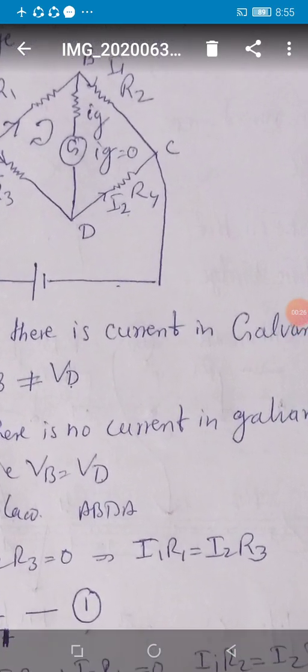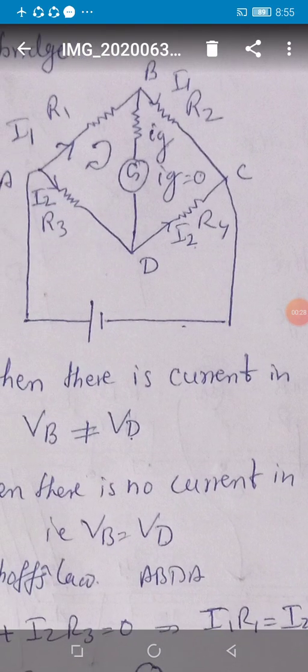It is based on the principle of Wheatstone bridge. Wheatstone designed a bridge which is very useful to find the value of unknown resistance. What this bridge is all about, students, see on the screen. It is a combination of four resistances in the form of a bridge.